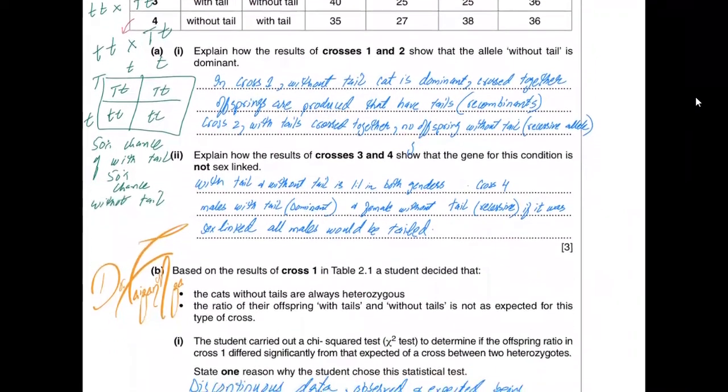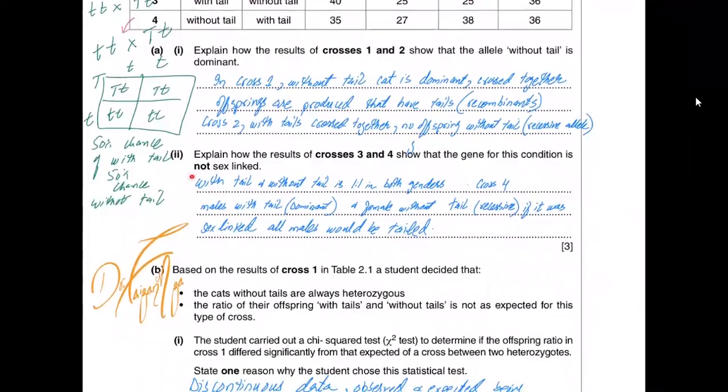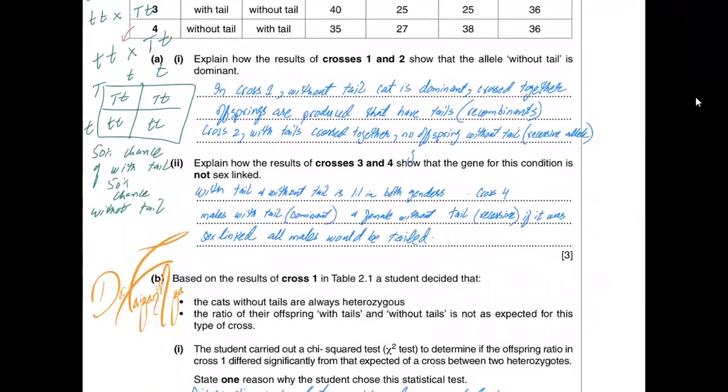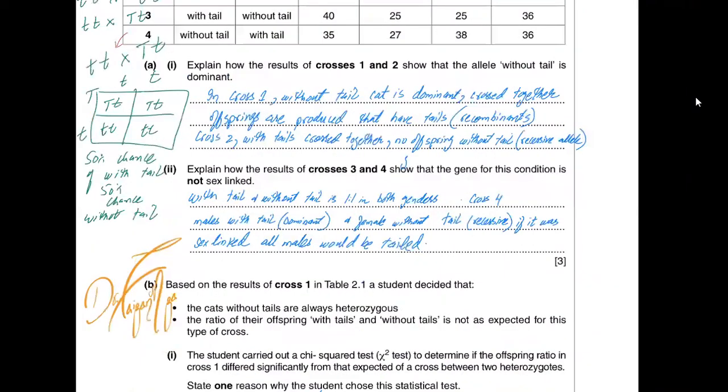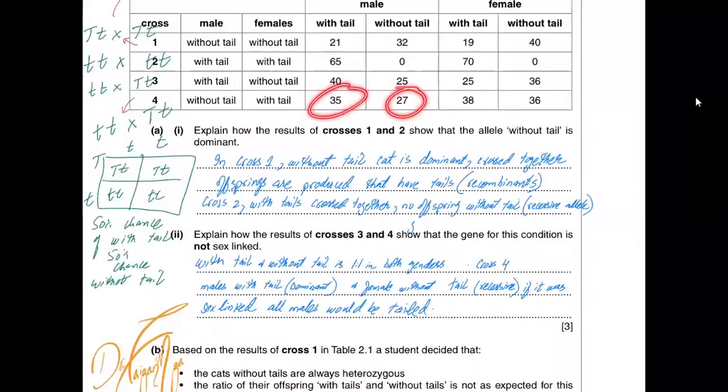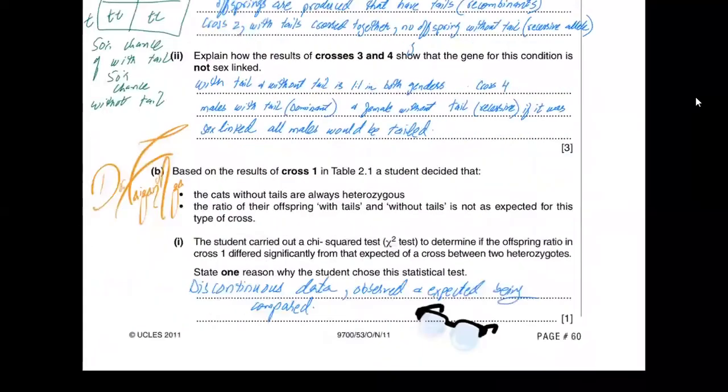Explain how the results of cross 3 and cross 4 show that the genes of this condition are not sex-linked. Already discussed that 4 different phenotypes can be seen and they are all in the ratio 1:1 in each gender. So both these show this. Plus, if it was sex-linked, males would all be tailed. But this is not the case; we have males which have tails and males without tails as well. So this shows that this is not sex-linked.